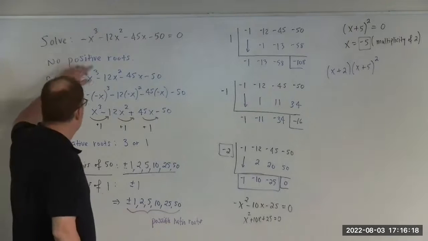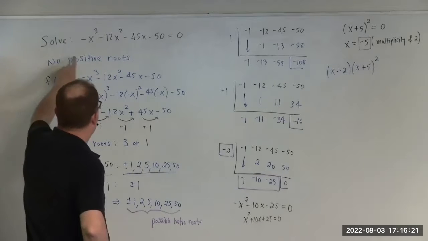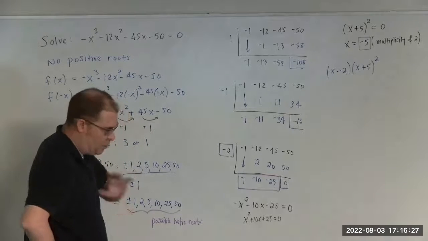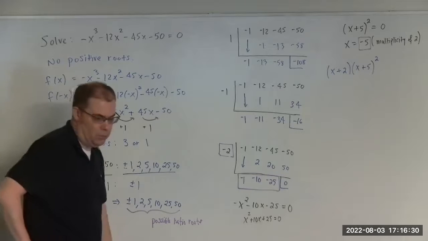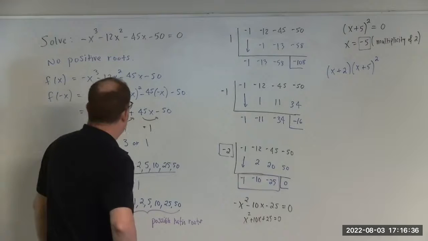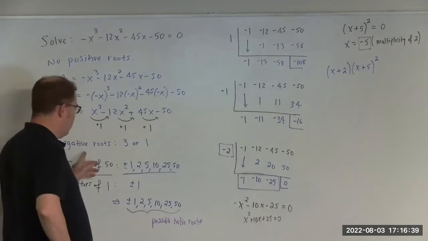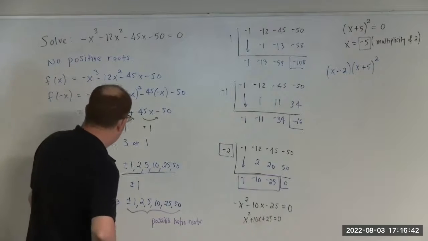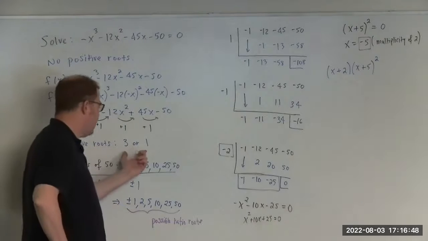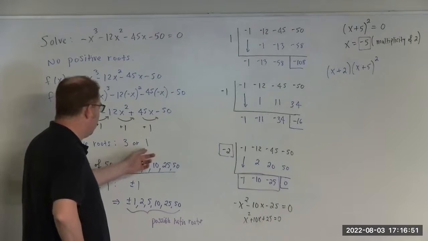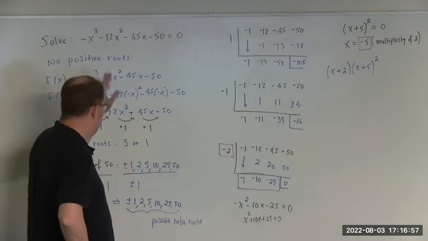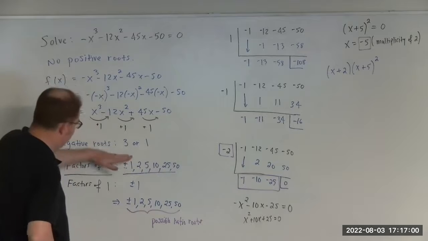So you can look at the sign changes. Remember that for positive roots, just look at the sign changes here. In this case, there are zero, so we know absolutely there are no positive roots. And then we look at substituting minus x, and that will give us the possible negative roots. Based on this, we know there must be either three or one. This doesn't necessarily have to be a rational root, it could be a real root. But for this polynomial, it's either three or one at this point.